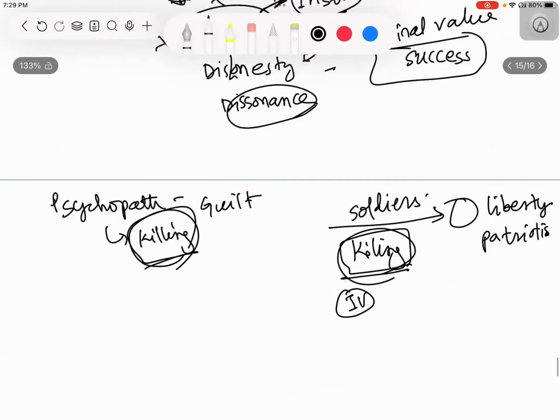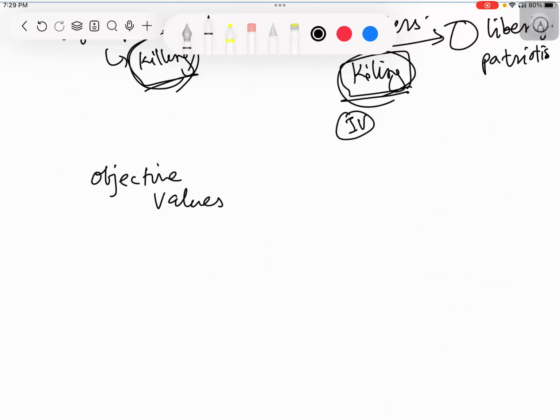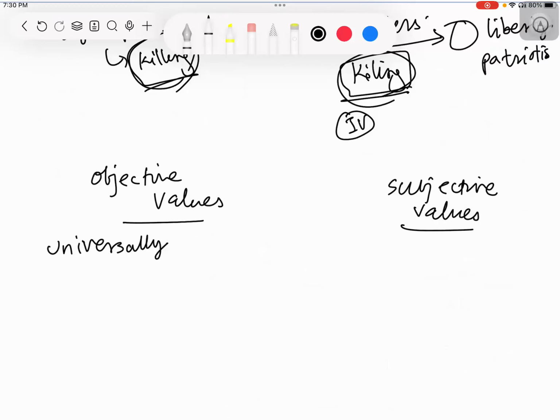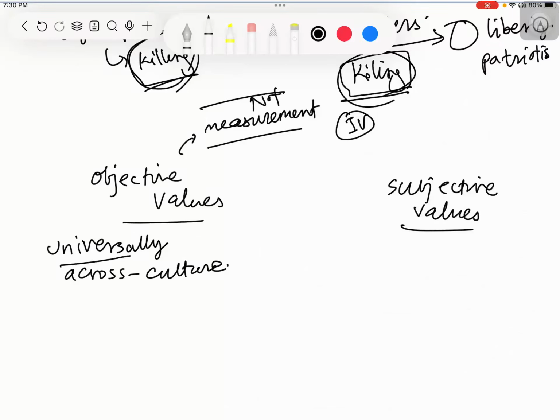Okay, now let us move on to the next point: objective values and subjective values. Usually objective means universally accepted, or accepted across cultures. Here objective is not in the measurement sense. Here objective means in a universal way, or across cultures, and subjective means which can change across culture or society or individual or even situations.